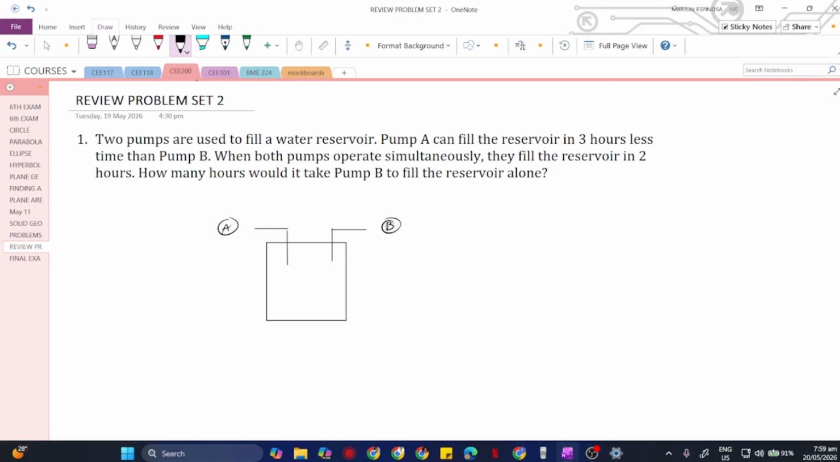So sabi dito, if pump A lang yung mag-operate, it can fill this tank in 3 hours less time than B. Meaning to say, kung yung B natin is mag-consume ng T time, so itong pump A will consume T minus 3, 3 hours less time. So it can fill the reservoir or the tank faster than pump B, okay. But when both pumps operate simultaneously, they fill the reservoir in 2 hours.